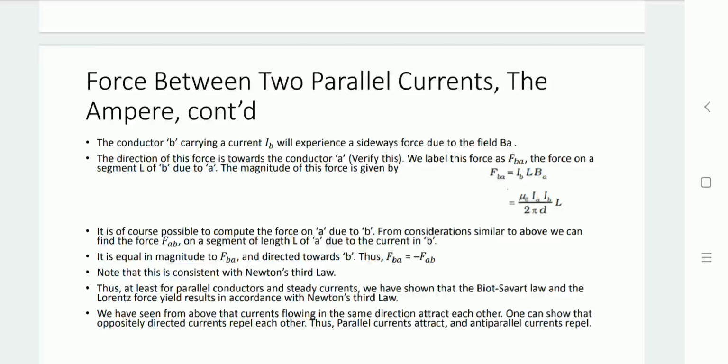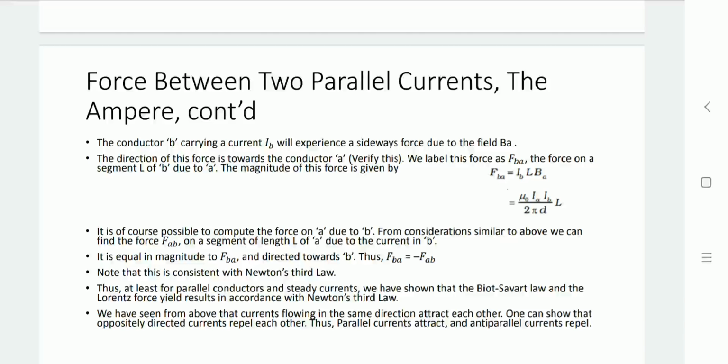So while two conductors are placed parallel to each other, three laws are involved: Biot-Savart's law, the Lorentz law, and Newton's third law. While current is flowing in the same direction in both conductors, they attract each other, but while the current direction is reversed in one of the conductors, they repel each other. So parallel currents attract each other, anti-parallel currents repel each other. This is the reverse of the point charge case.